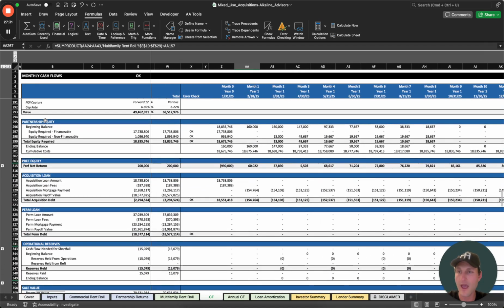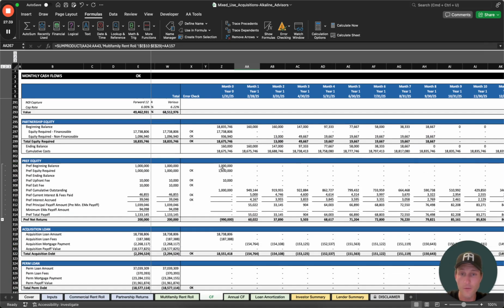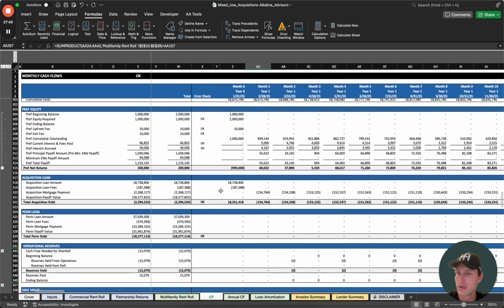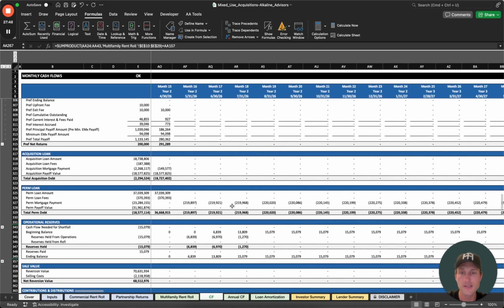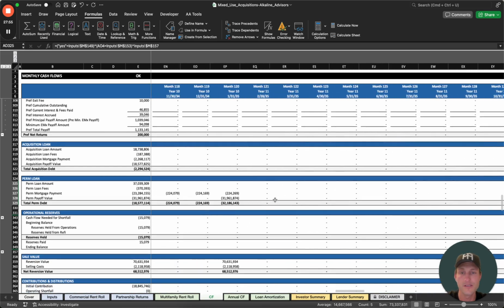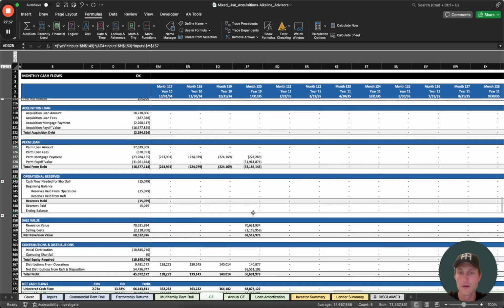Underneath that, we have the capital stack. So here we have partnership equity first. We're drawing the partnership equity. Then we have the pref equity. And then we have the acquisition loan coming in at time 0. Then we have the perm loan. In this scenario, the perm loan comes in at month 15. And it'll stay in until we sell in month 120. And we're using proceeds from sale to pay off this perm loan.